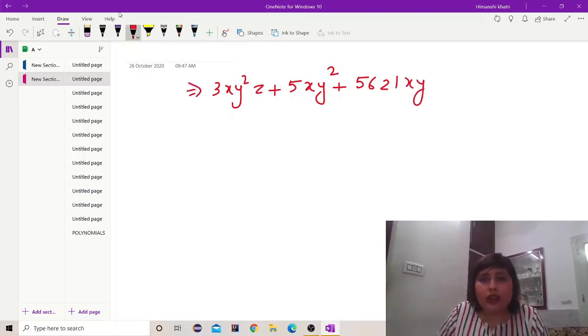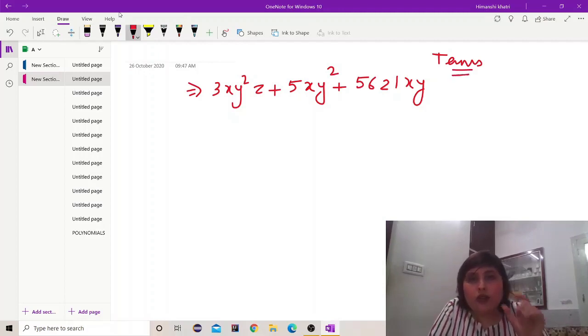Now we have to identify terms. How do we identify a term? A term is a portion of an algebraic expression separated by either a plus or a minus sign, not by multiply, not by division sign, either by plus or minus. This you have to make clear in your mind.